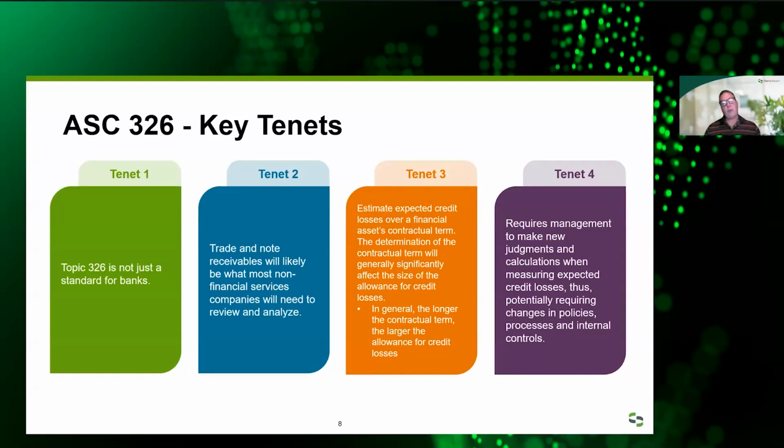Disclosures around CECL are also more robust. And on top of that, depending upon what you put in place for your loss estimates and the ongoing process, controls will also be a consideration for management when you adopt CECL.